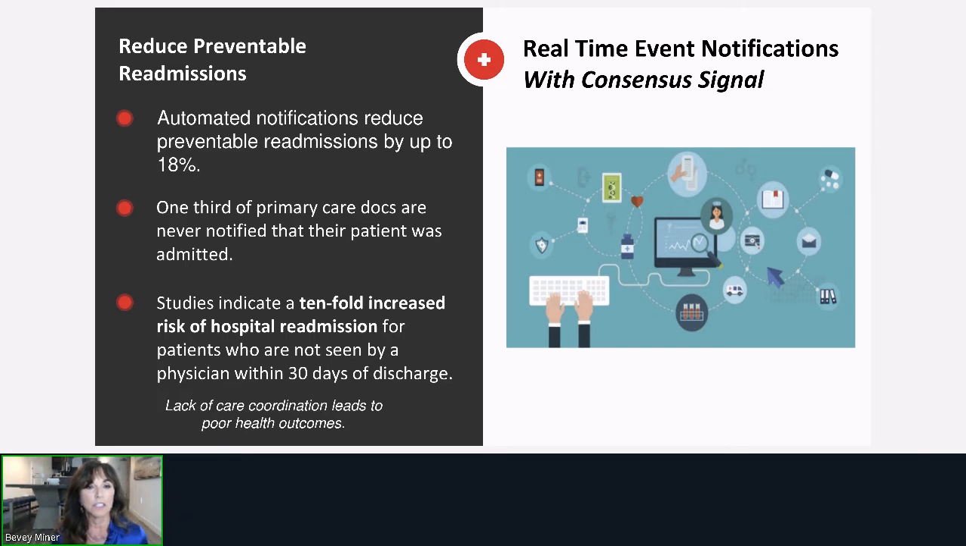But studies have also indicated that a 10-fold increase in the risk of those hospital readmissions happen with patients who are not seen by their physician within at least 30 days of that discharge. And most discharge plans say, go see your primary care doc within 7 days, or it may be a specialist depending upon the type of treatment you received when you were in the hospital. And this just leads to a really big lack of care coordination, which can lead to poor health outcomes, as I've mentioned before.